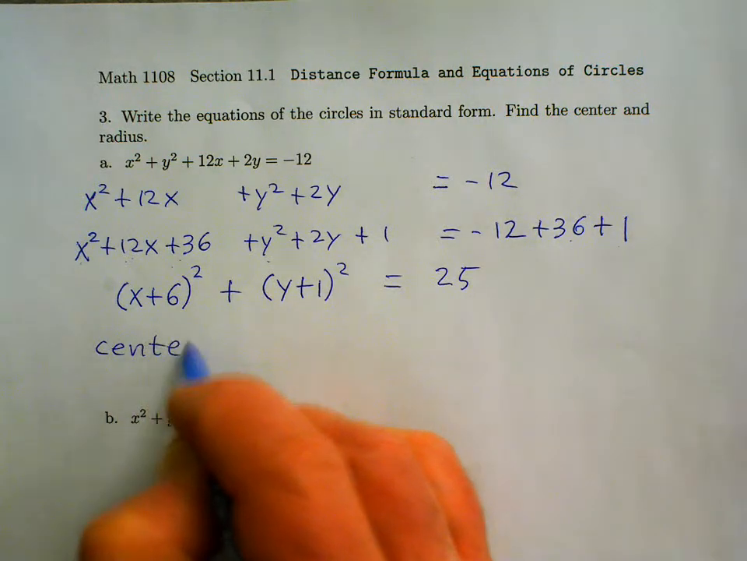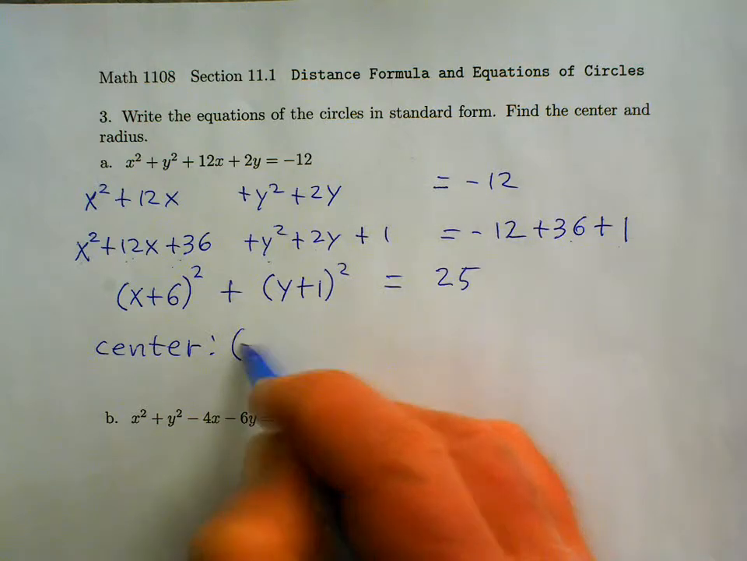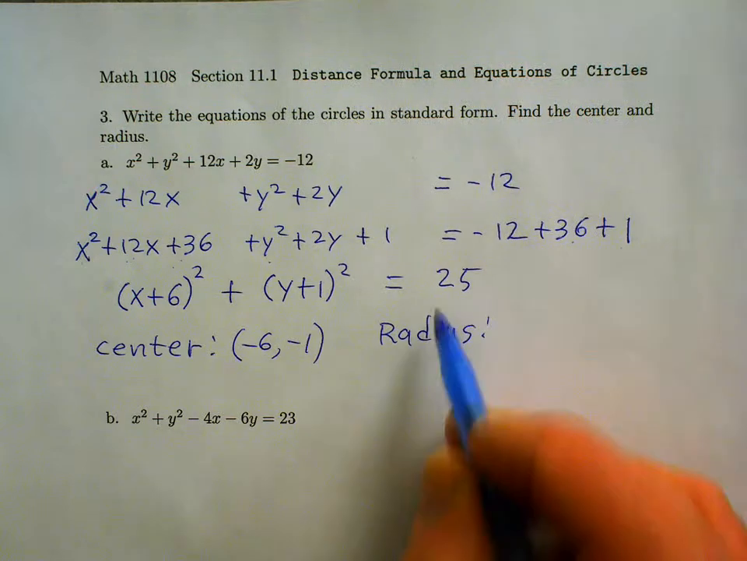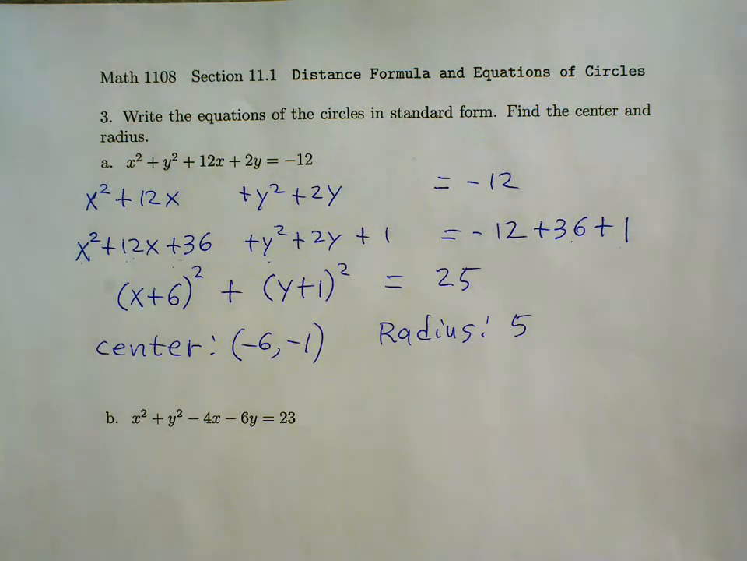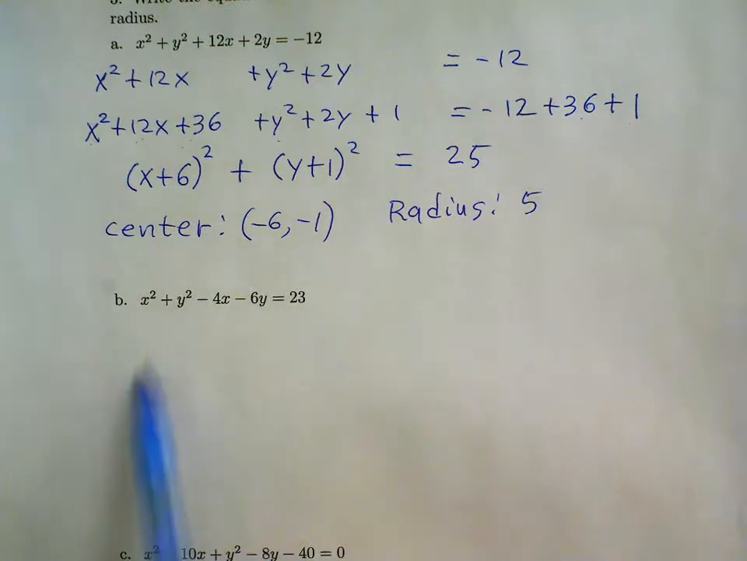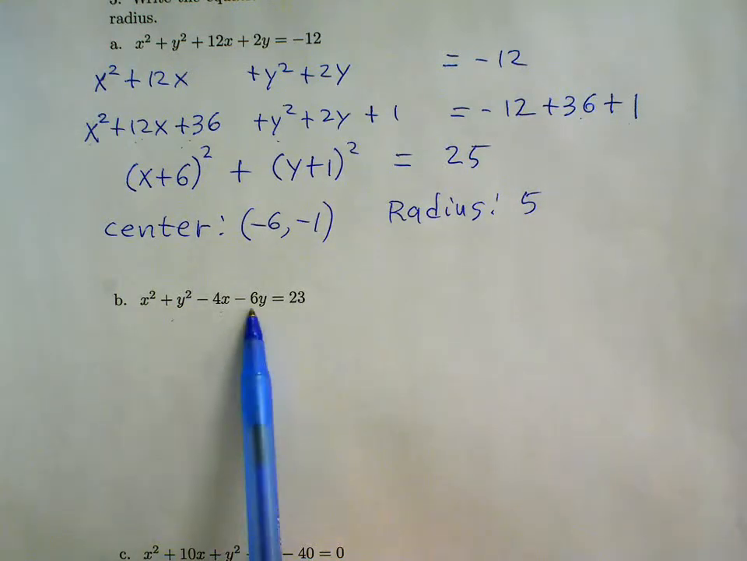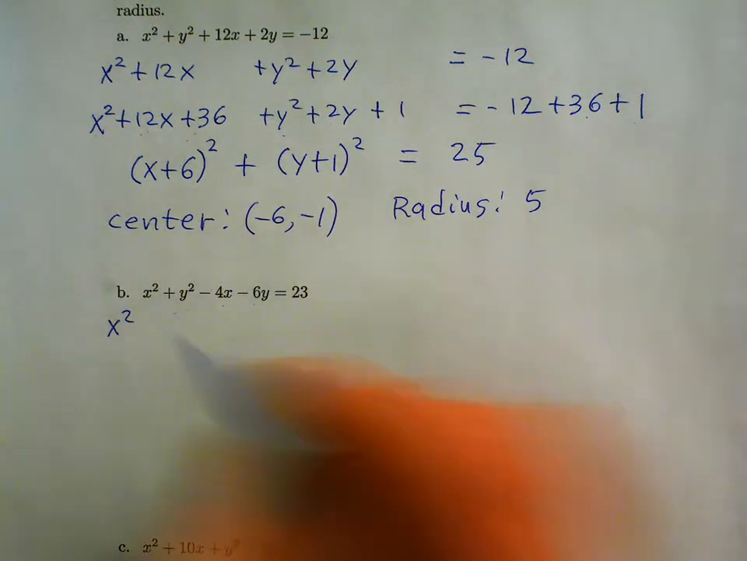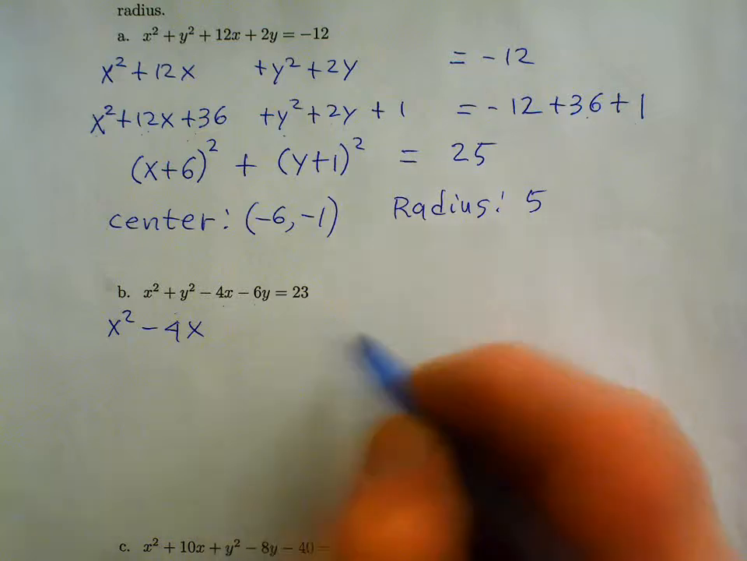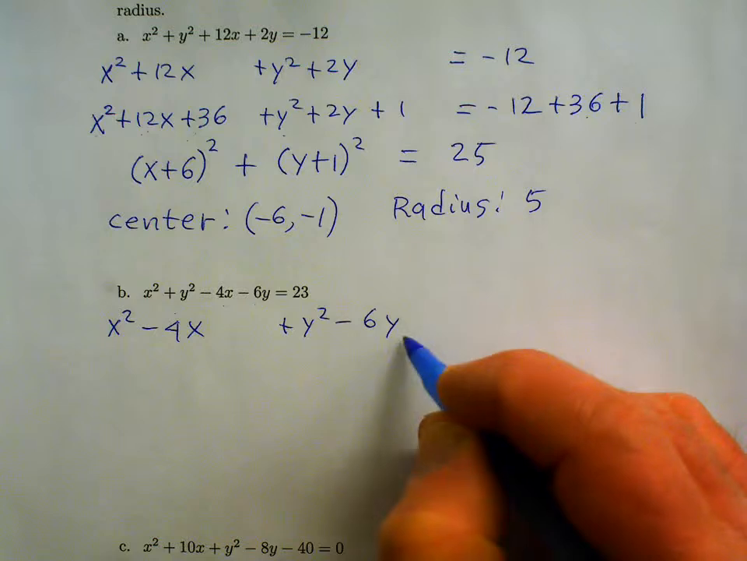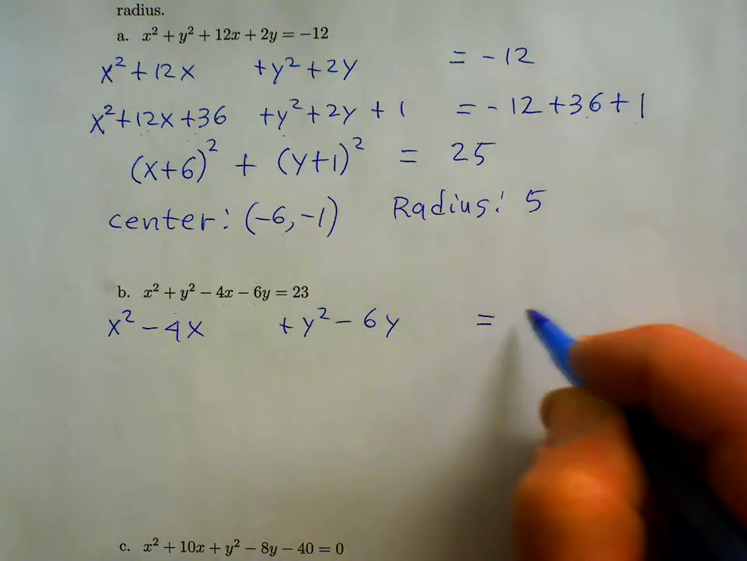And so we can identify the center. The center is the ordered pair -6, -1. And the radius is the square root of 25, or 5. Okay, the next equation for a circle, x squared plus y squared minus 4x minus 6y equals 23. Rearrange the terms so we get x squared minus 4x. Leave some space and then write plus y squared minus 6y. Leave some space before you write equals 23.